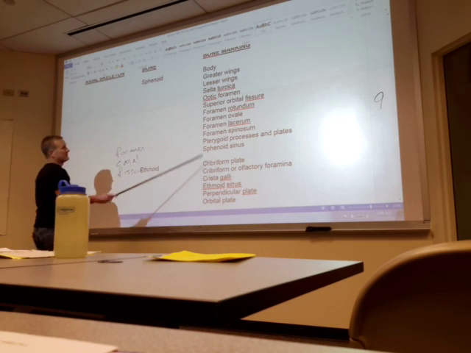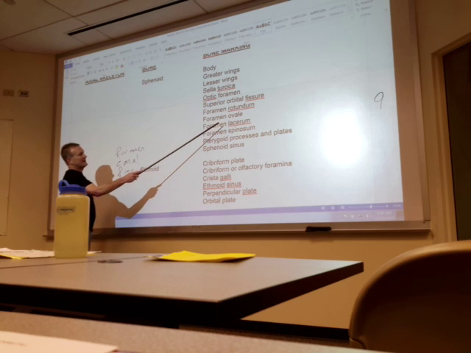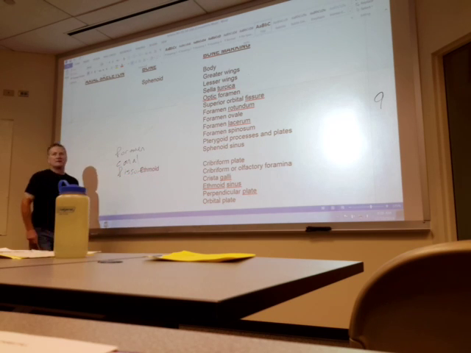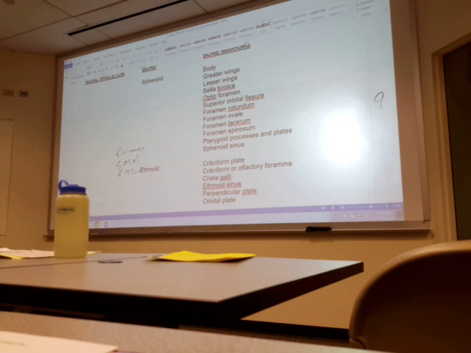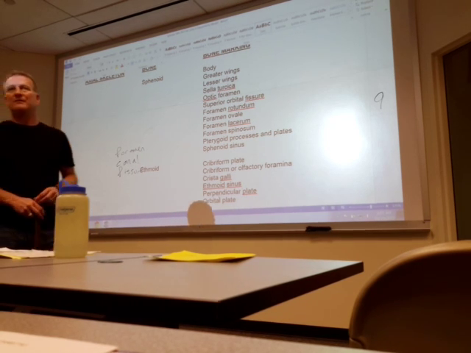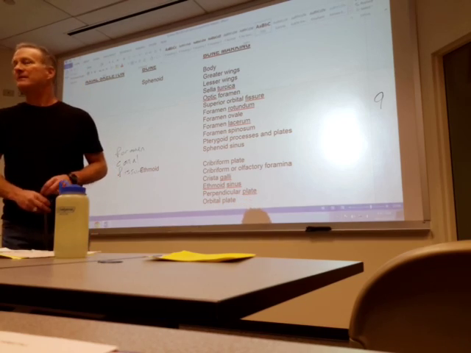The sphenoid bone, you've got foramen rotundum, ovale, lacerum, spinosum. It's not difficult, guys. I'm begging, I'm telling you, you have to know. I'm going to ask you on the practical, I'm going to ask you on the exam. You absolutely must commit it to memory.